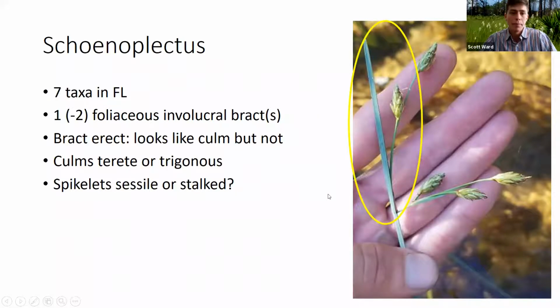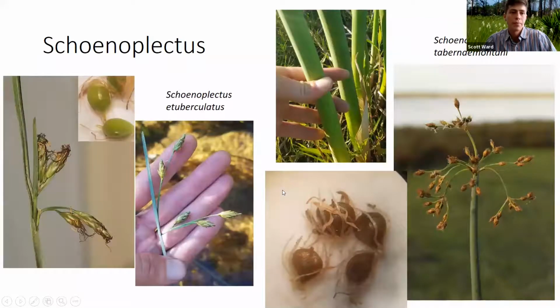So, and then lastly, it's important to think about if these spikelets are sessile or in this case stalked. So if these spikelets are attached basically right at the culm right here, like in Chenoplectus pungens, or if they're pedicellate like Chenoplectus tuberculatus in this case. Here's just a few more pictures showing two species.